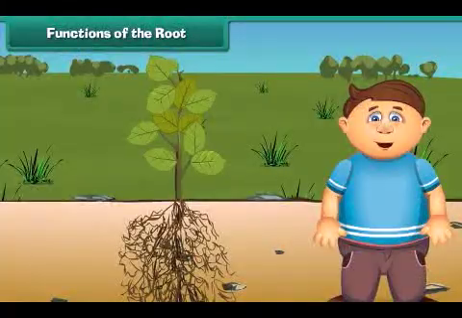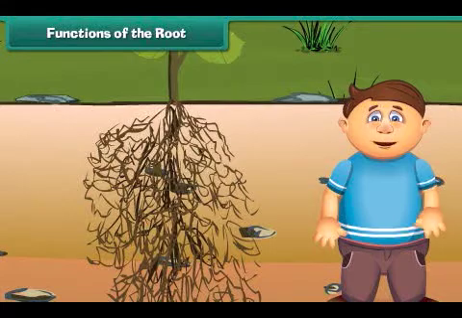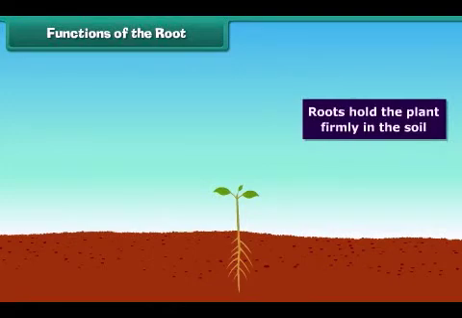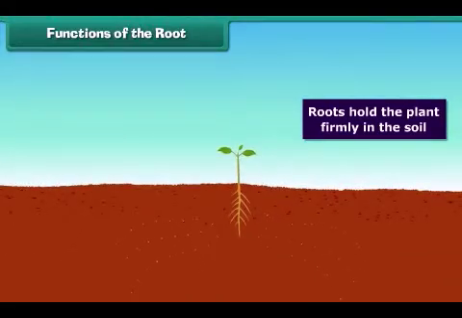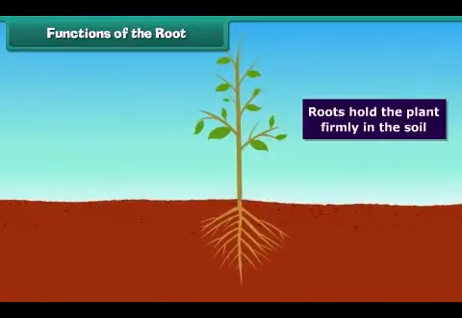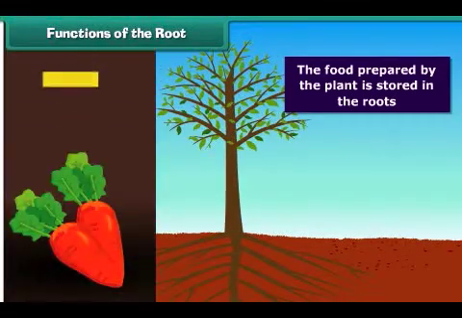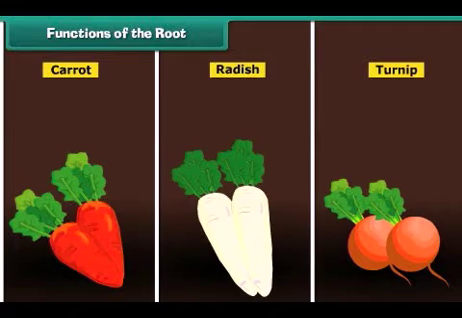Till now we have learnt the structure and types of roots. But now the question is, what are the functions of the roots? Friends, roots hold the plant firmly in the soil. They also absorb water and nutrients from the soil and send them to the other parts of the plant. Roots also perform the function of storage of food in some plants such as carrot, radish and turnip. The food prepared by the plant is stored in the roots. We eat these roots and get nutrition.